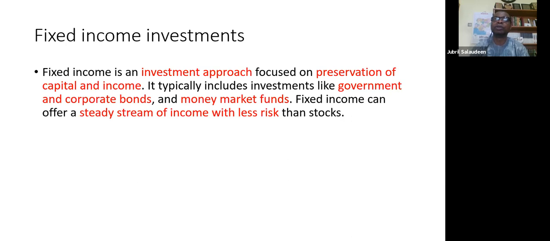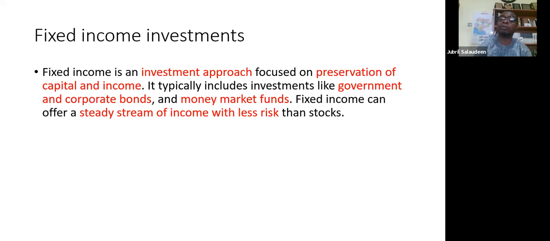If you hold your 100 naira in January 2020, your 100 naira in January will have been 66 naira 70 kobo as at today, because you have lost that capital. So if you have actually put it down as a capital, you've lost almost 37% or 34% of your capital because of inflation. It typically includes investment like government and corporate bonds.